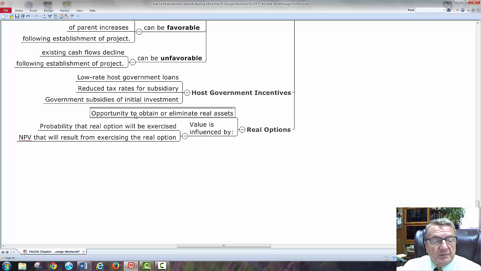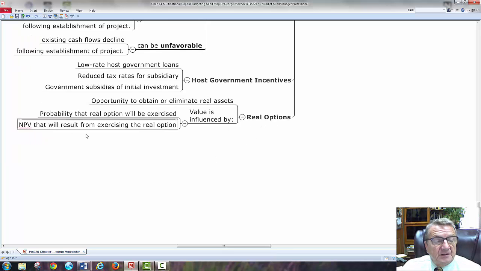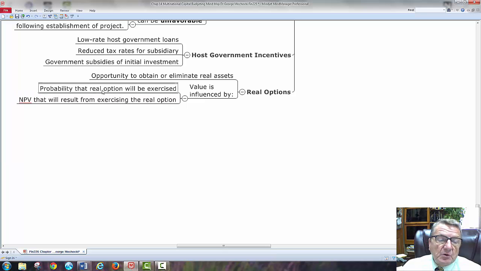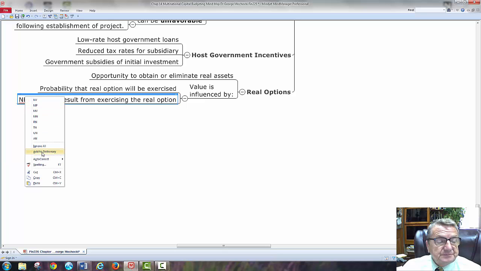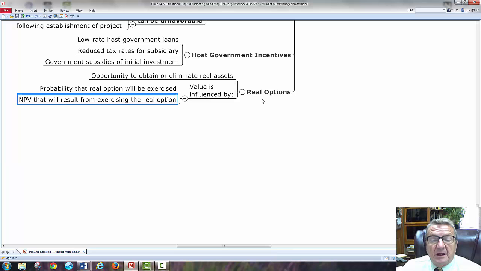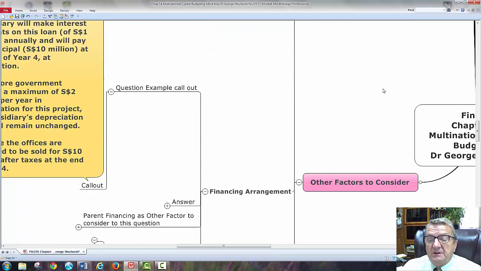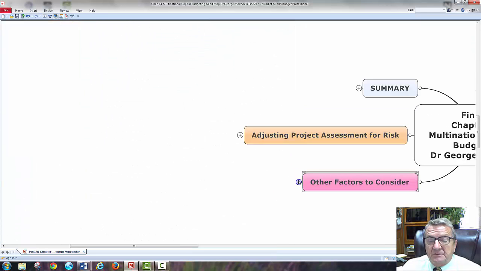Okay, real option values: opportunity to obtain limited real asset, probability that the real option will be exercised, net present value that will result in exercising the real option. Okay, so we took care of that. So those are my other factors.